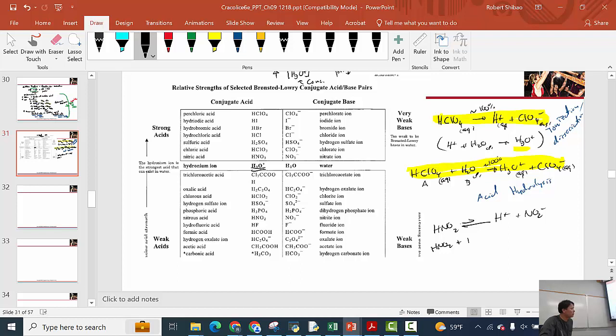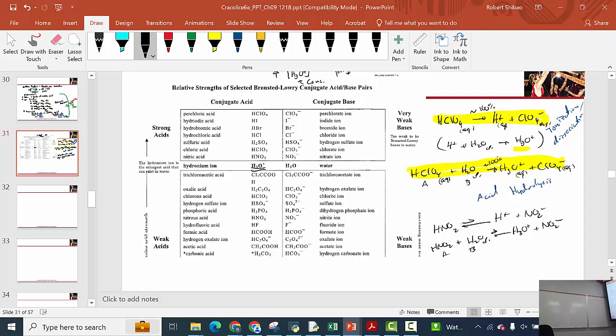Here, HNO2 plus water yields what? Excuse me. The acid is a proton donor. The base is the proton acceptor. So this is the acid, this is the base here. So we're going to form hydronium and NO2. What's the charge on NO2? Minus, nitrite.